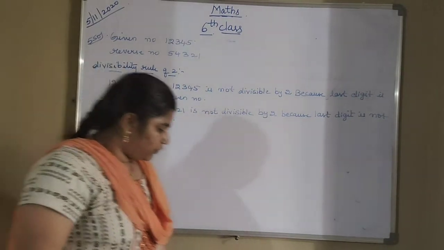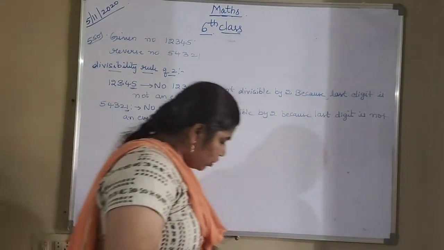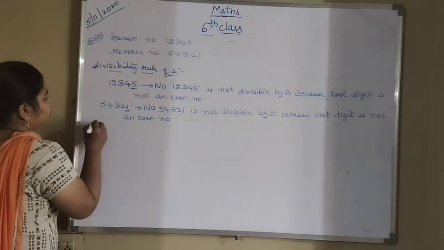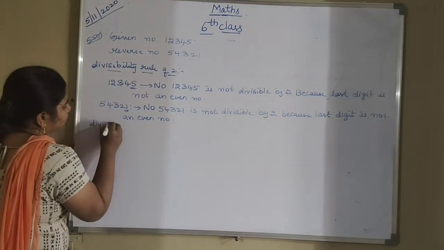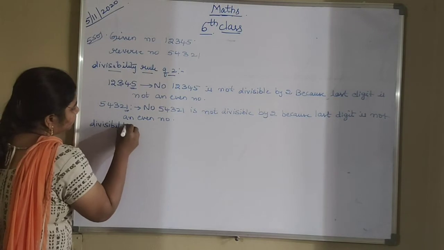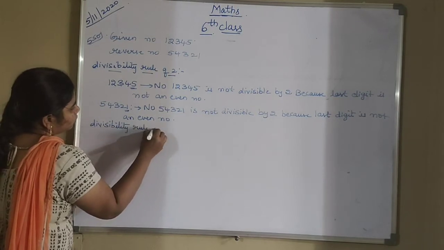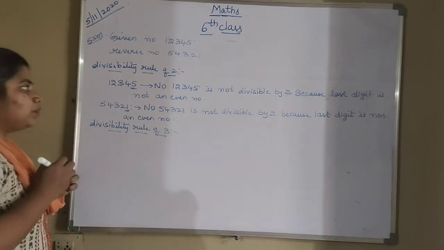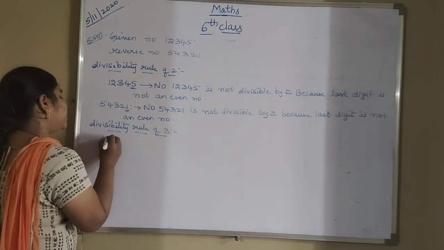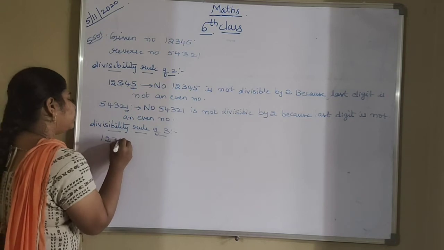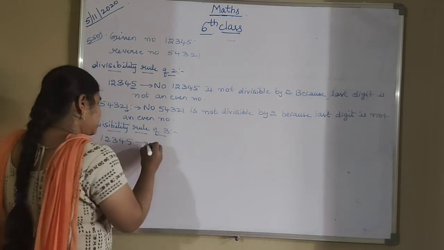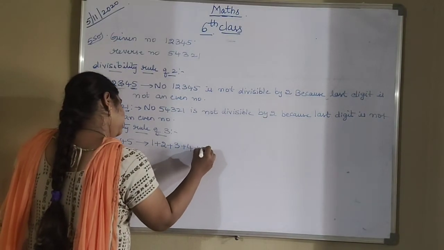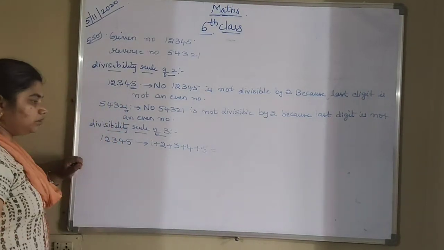Now we have to check for 3. So what is the divisibility rule of 3? The sum of all digits should be divisible by 3. So now I am applying the divisibility rule of 3. For both the values I am applying here, 1, 2, 3, 4, 5, add all the numbers. So how much will it be?